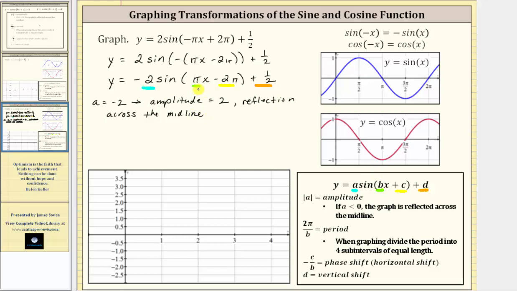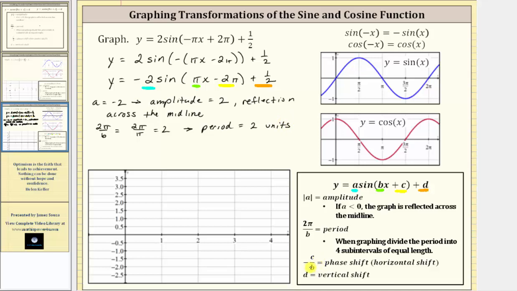Next, b is equal to pi, and 2 pi divided by b is equal to the period. So 2 pi divided by b is equal to 2 pi divided by pi, which simplifies to 2. So the period is equal to 2 units.